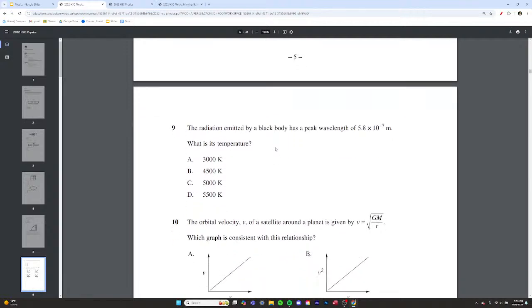The radiation emitted. Holy fuck! It's only been 30 minutes. Huh. Shit.